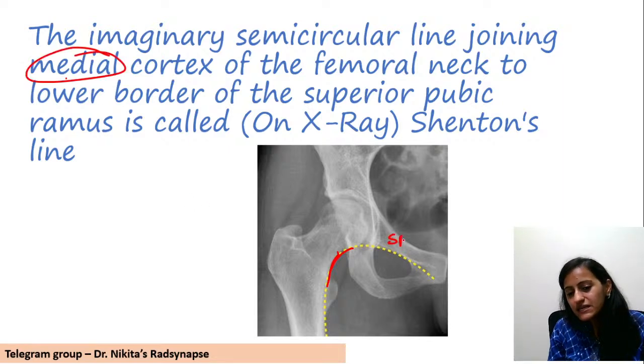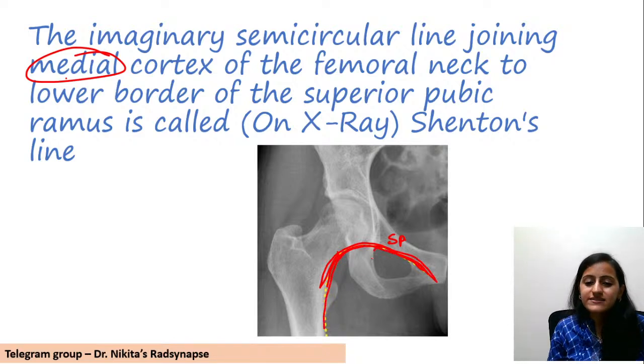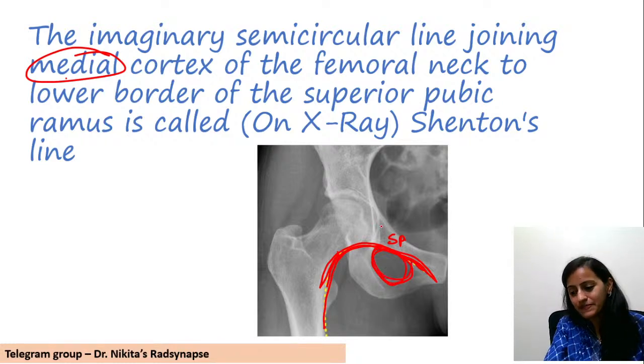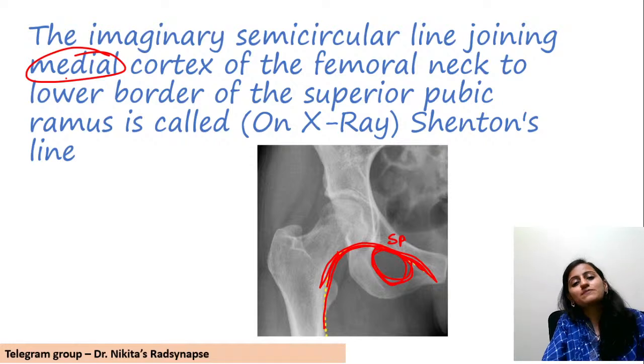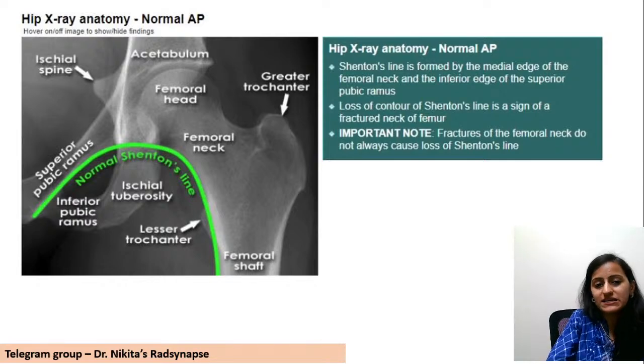This is your superior pubic ramus, the lower border of that. So remember that is your Shenton's line. It goes like this. It should be continuous. And this is your obturator foramen. So this should be continuous. If not, you suspect your fracture femur or the hip dislocation. That is your Shenton's line.